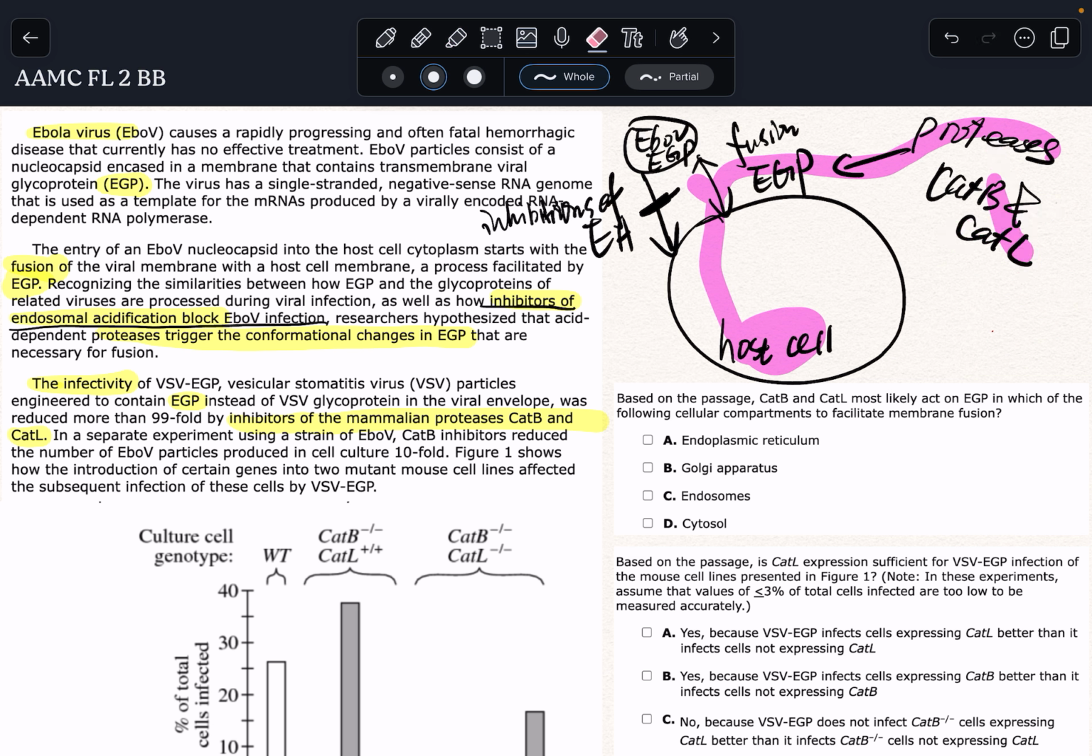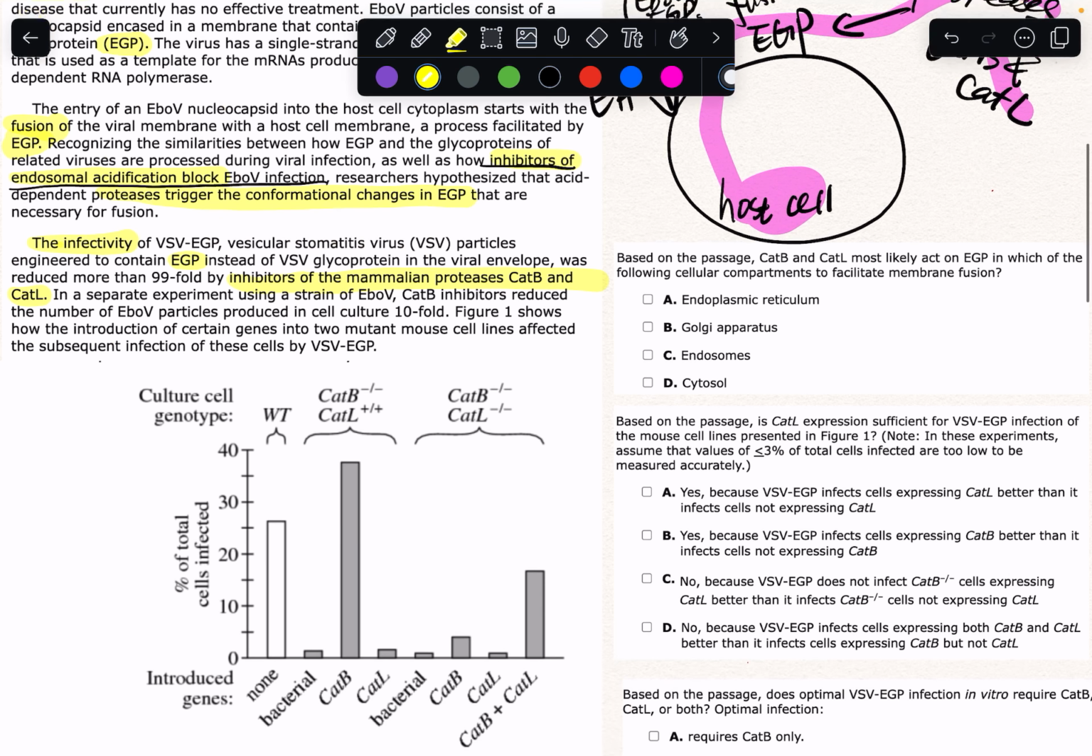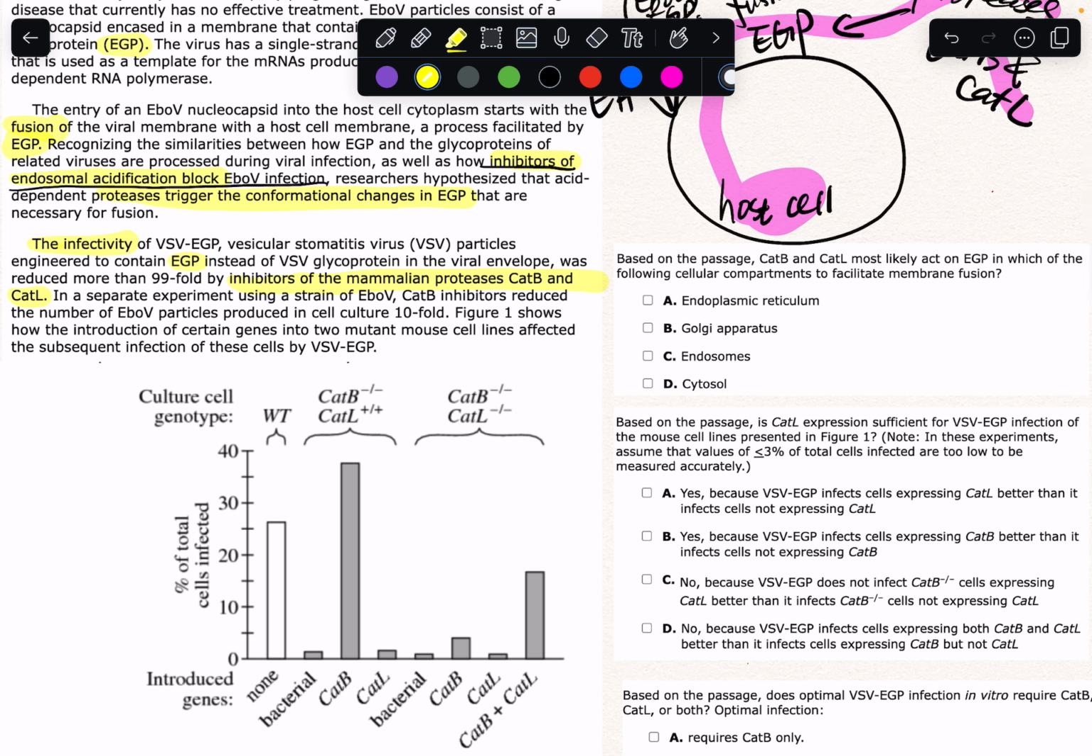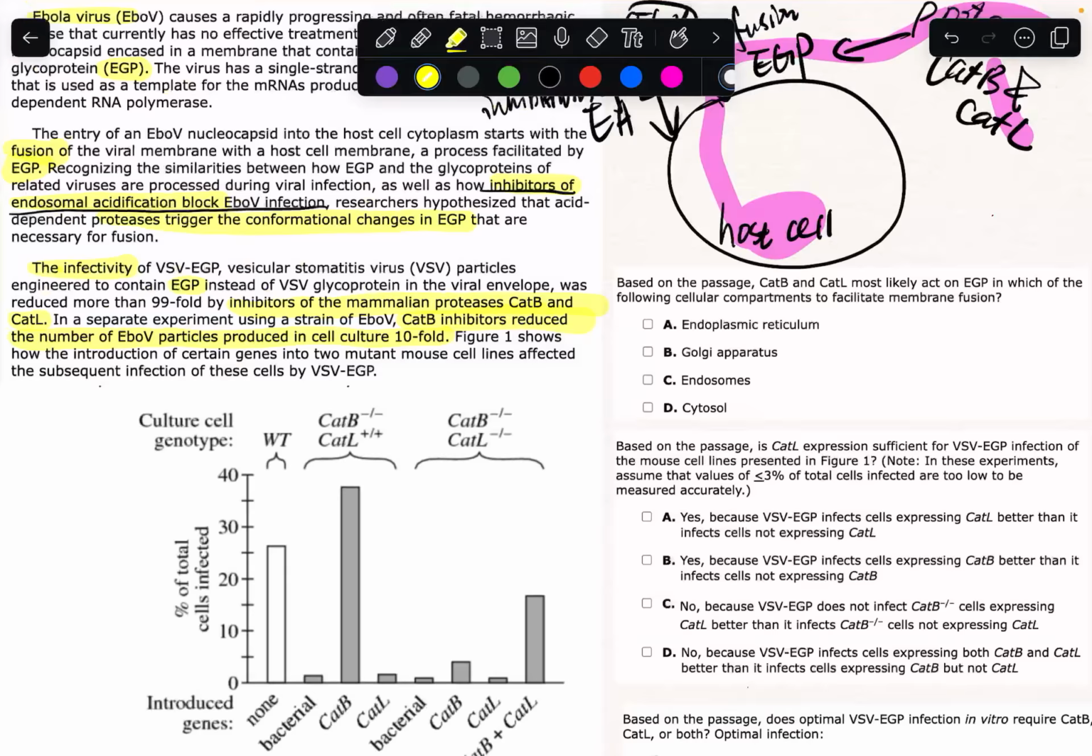All right, perfect. Let's keep reading. In a separate experiment using a strain of Ebola, CatB inhibitors reduced the number of Ebola particles produced in cell culture tenfold. The number of Ebola particles produced in cell culture is just another way of saying infection. So this yellow sentence that I highlighted is just saying CatB inhibitors reduced the infection tenfold. That also makes sense, right?